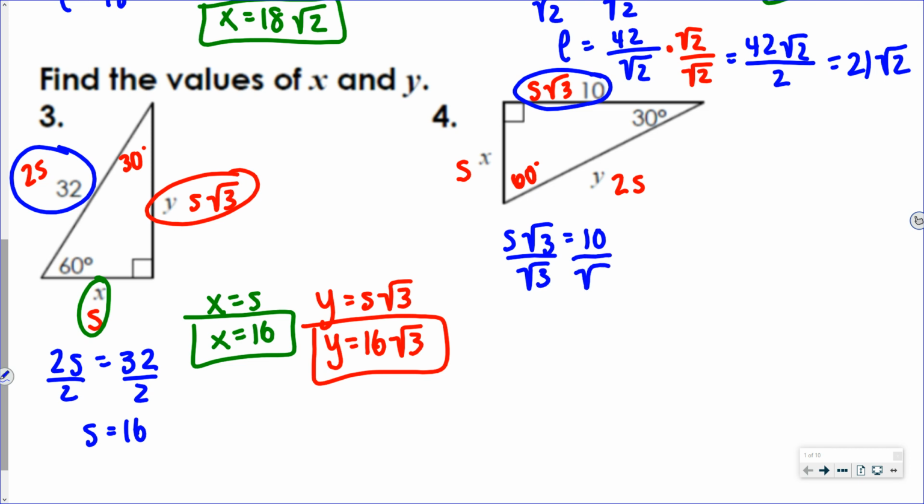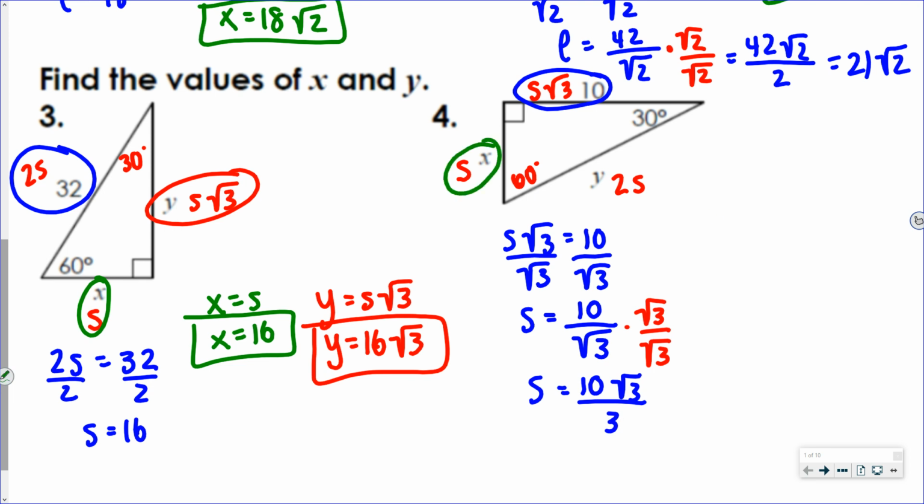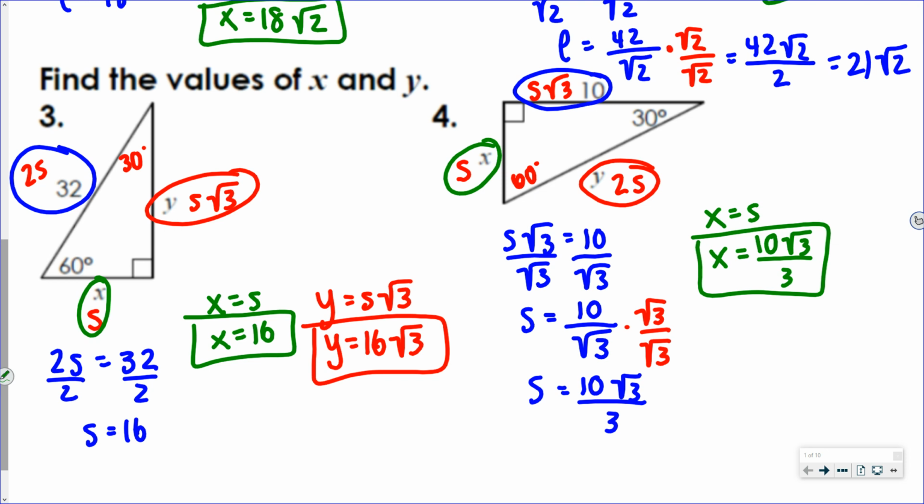Oh no! Looks like we get radicals in the denominator again. That's okay, we're pros at this now. Rationalize. 10 root 3 over the square root of 9, which is 3. I can't simplify that any further because 10 is not divisible by 3, so we're just going to keep it as that improper fraction, 10 root 3 over 3. Okay, we're not done. X is simply whatever S is. So X is 10 root 3 over 3. Y is double S.